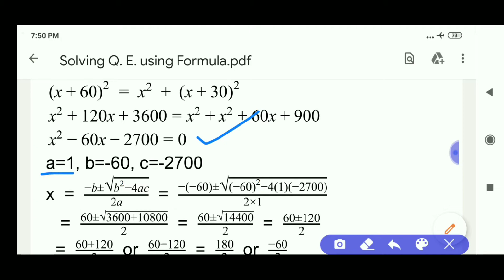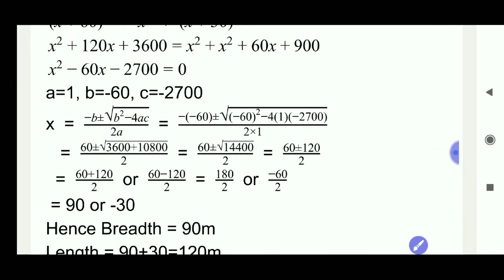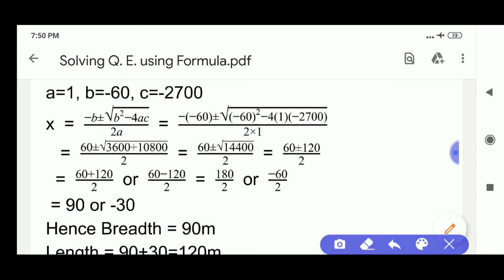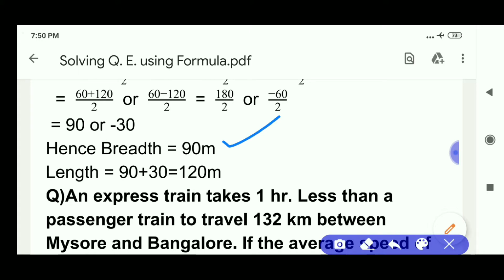Here a, the x square coefficient, is 1, b, the x coefficient, is minus 60, and the constant is minus 2700. Now substitute these values in the formula. You will get 90 or minus 30. Side cannot be negative, so the breadth is 90. So the breadth is 90 meters. Then what about the length?